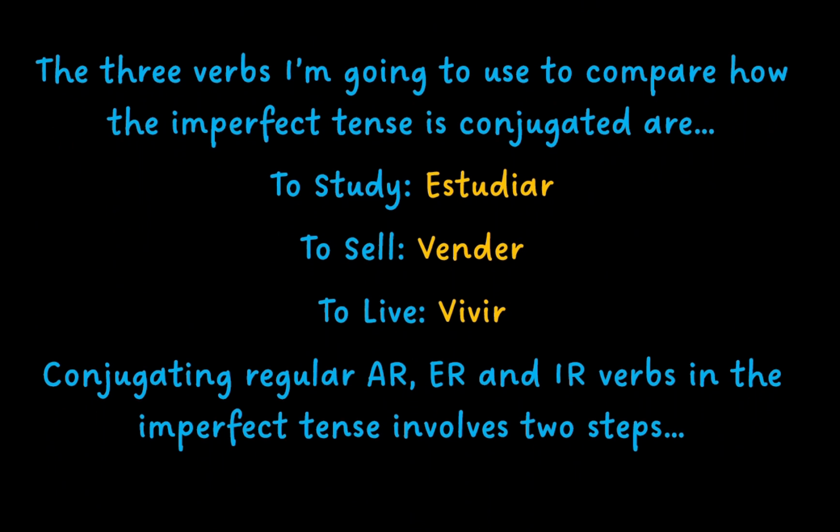The three verbs I'm going to use to compare how the imperfect tense is conjugated are to study, which is estudiar, to sell, which is vender, and to live, which is vivir.